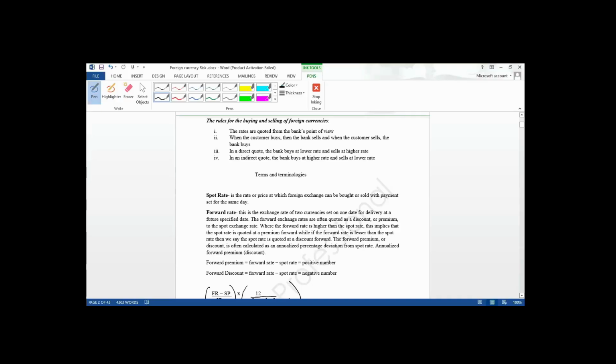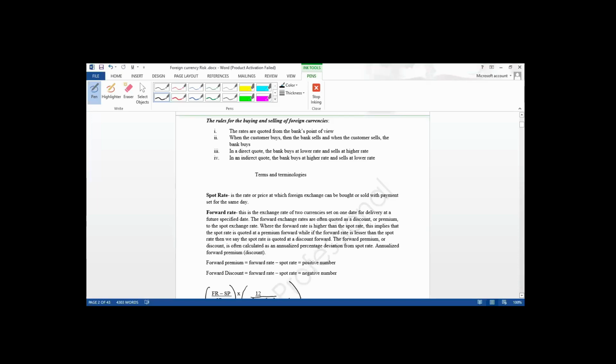That exchange rate agreed between two currencies, naira and dollar, today, for delivery at a future specified date is called forward exchange rate. The forward exchange rates are often quoted at a discount or premium.